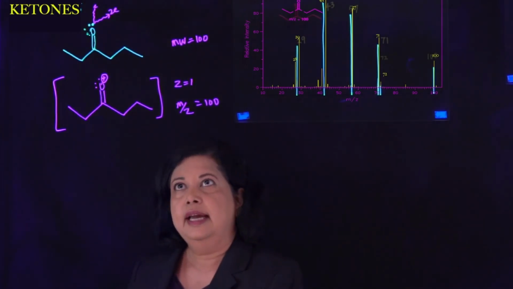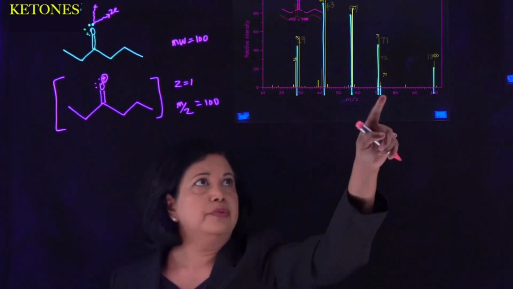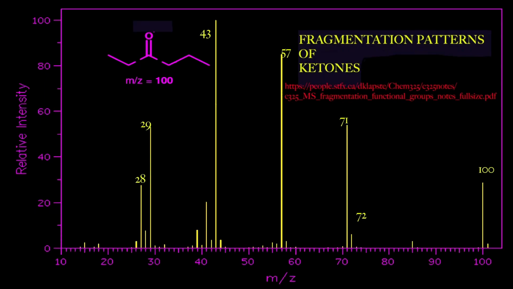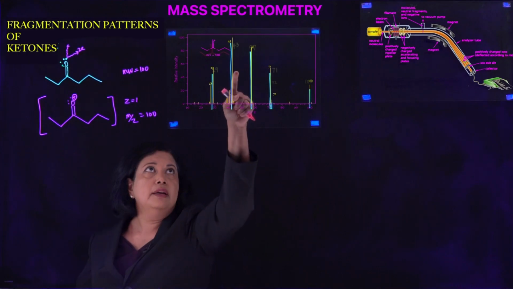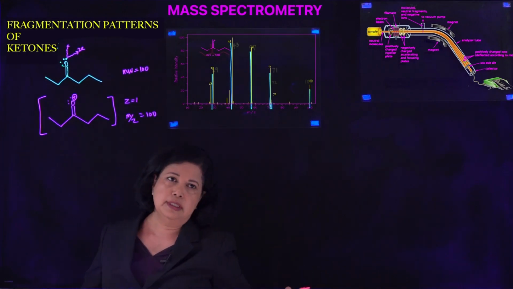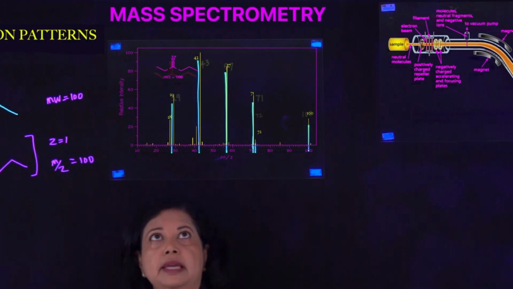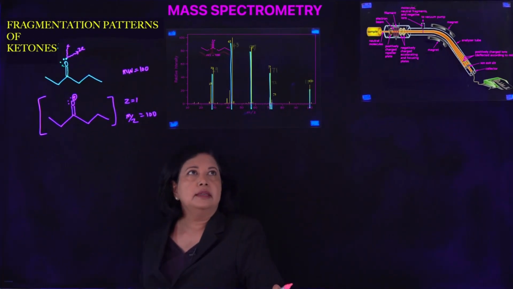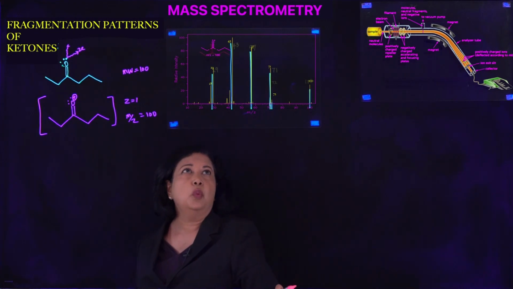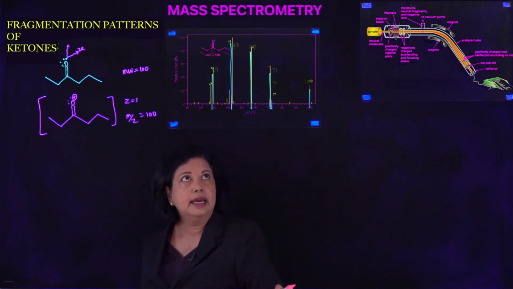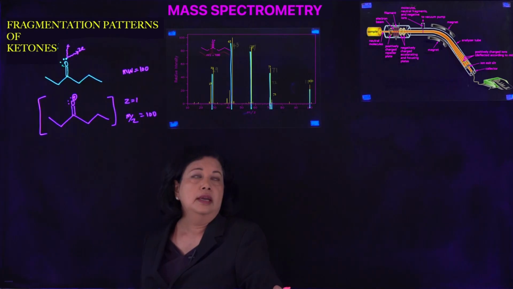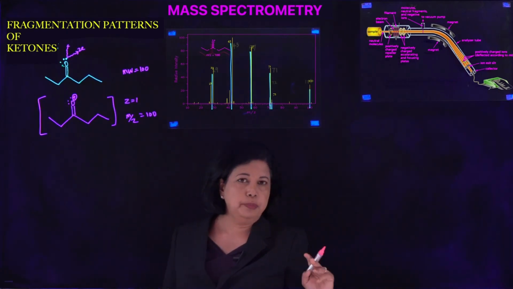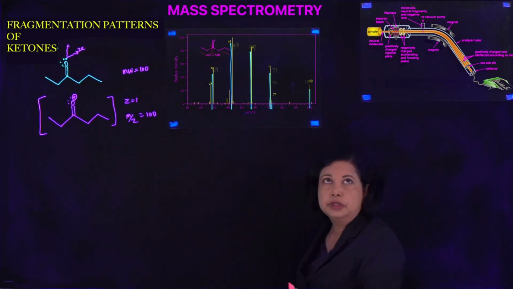All right, let's look at what could happen. What are these fragments here? 29, 43, 57, that almost sounds like alkane. So this could be ethyl, propyl, and butyl. But we haven't really seen 71 before, so let's take a look at what 71 could be. And there's a tiny 72 peak, and we can see what those could be.